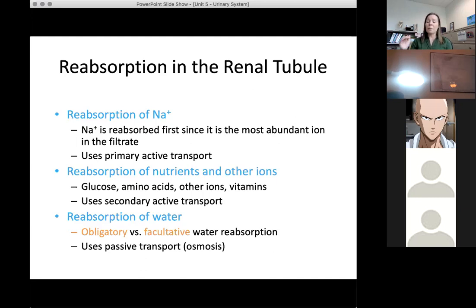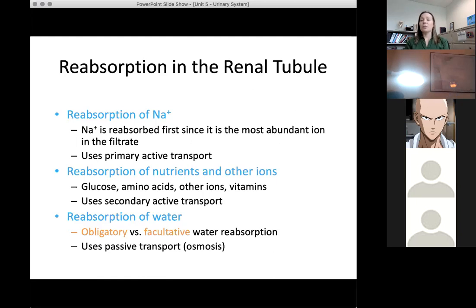So I'm going to go through the major substances found in filtrate that get reabsorbed one at a time, and talk about how they get reabsorbed, starting with sodium. Sodium is the major ion found in filtrate. You have tons of sodium in your blood, tons of sodium that ends up in the filtrate. So it's the most abundant ion, and it's the thing that gets reabsorbed first. There are sodium potassium pumps all along the tubule, and they transport sodium out of the filtrate. It requires energy to do that. So it's pumping sodium out of the filtrate back into the blood.